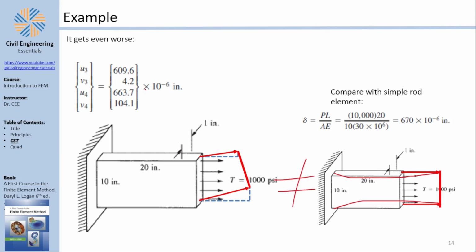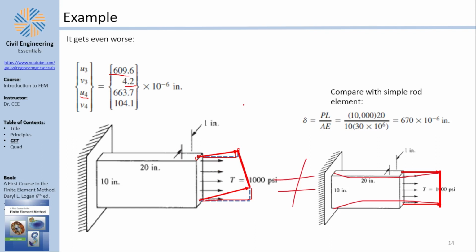You see, I like to visualize those displacements. So allow me to take node 3 and move it in the x 609 and the y 4.2, which means it ends up here in the x 600 something and the y 4. Take u4, move 660 and 104. The bar is bending upwards, although no force is making it bend upwards. What gives? Well, why is it bending upwards although the force is horizontal?